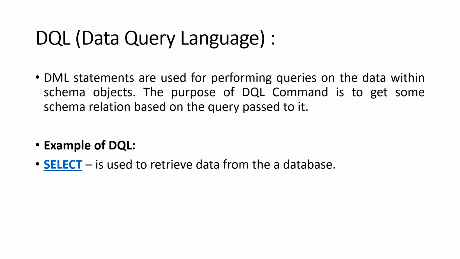Next is data query language. The DQL statements are used for performing queries on the data within schema objects. The purpose of the DQL command is to get some schema relations based on the query passed to it. The only example of data query language is select. The select statement is used to retrieve the data from the database.